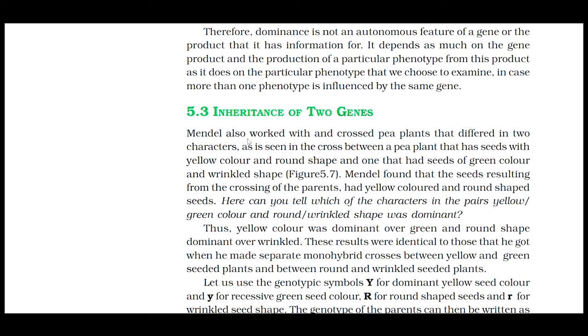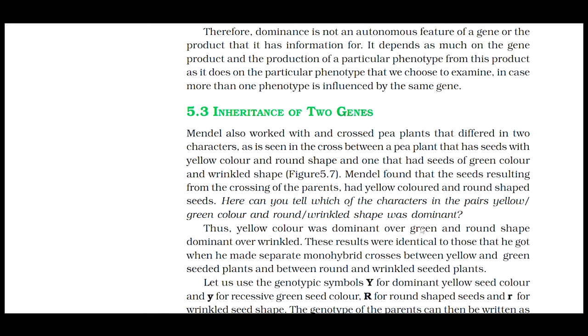5.3 Inheritance of two genes. Mendel also worked with and crossed pea plants that differed in two characters, as is seen in the cross between a pea plant that has seeds with yellow color and round shape and one that had seeds of green color and wrinkled shape, which is given in figure 5.7. Mendel found that the seeds resulting from the crossing of the parents had yellow colored and round shaped seeds. Here you can tell which of the characters in the pairs, yellow or green color and round or wrinkled shape, was dominant. Thus, yellow color was dominant over green and round shape dominant over wrinkled.